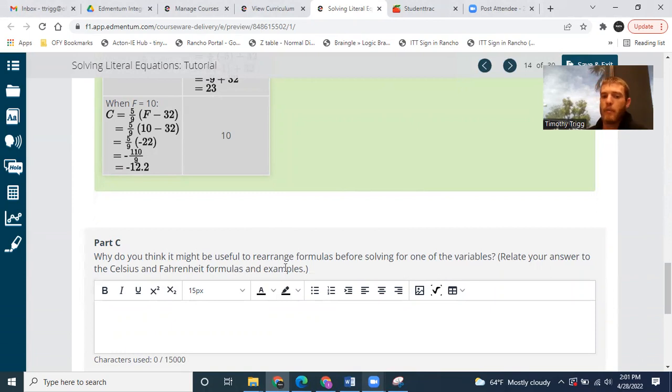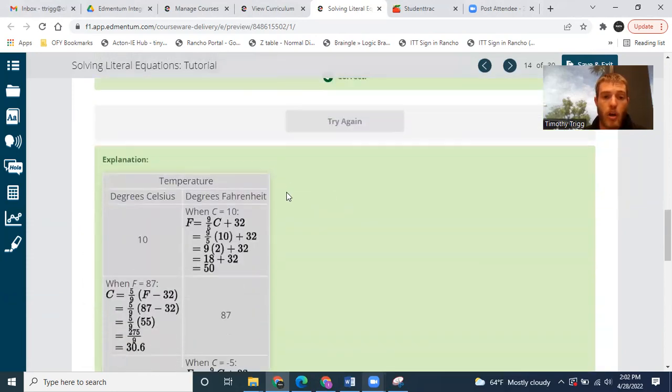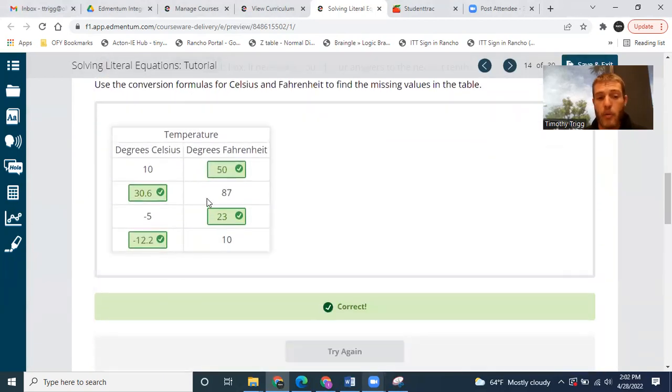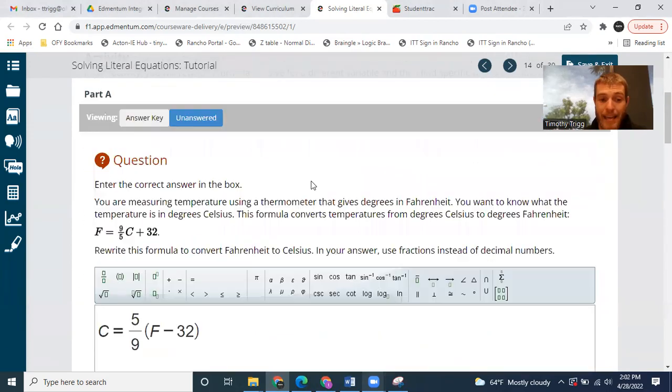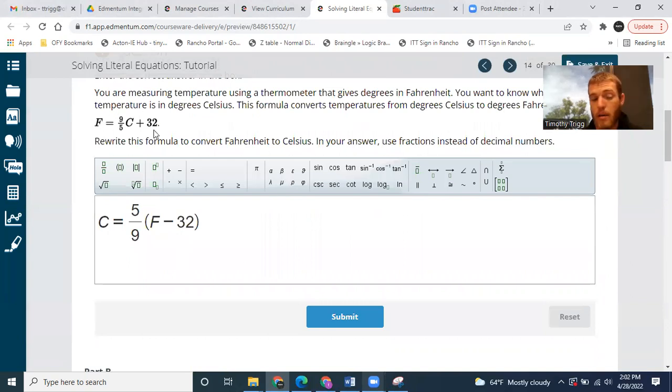Why do you think it might be useful to rearrange formulas before solving for one of the variables? Relate your answer to the Celsius and Fahrenheit formula and examples. All right, so why do you think it might be useful? Well, when we were using this example and we were solving for the Celsius, it would have been more of a pain if we used this one, okay? Because you'd have to replace the F with a number and then work it out with that, like that. But here, C is already solved. You see C is already by itself. So when we replace F with the given values, then we just need to use the order of operations and compute it. So that's relatively simple.